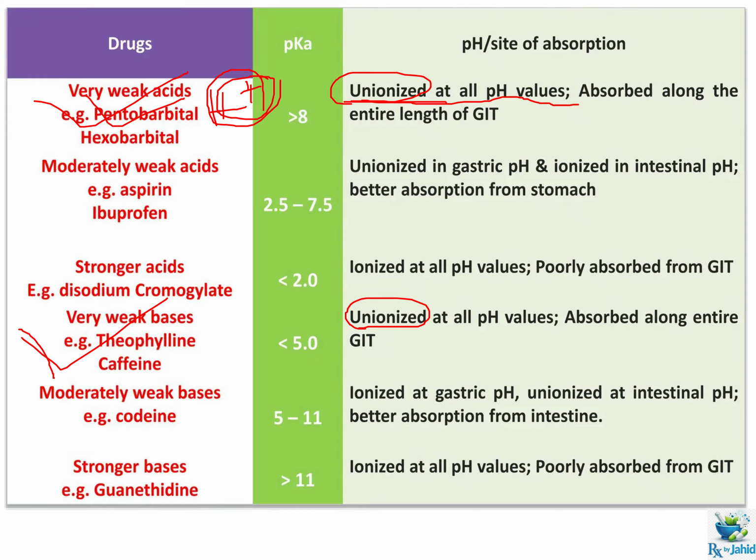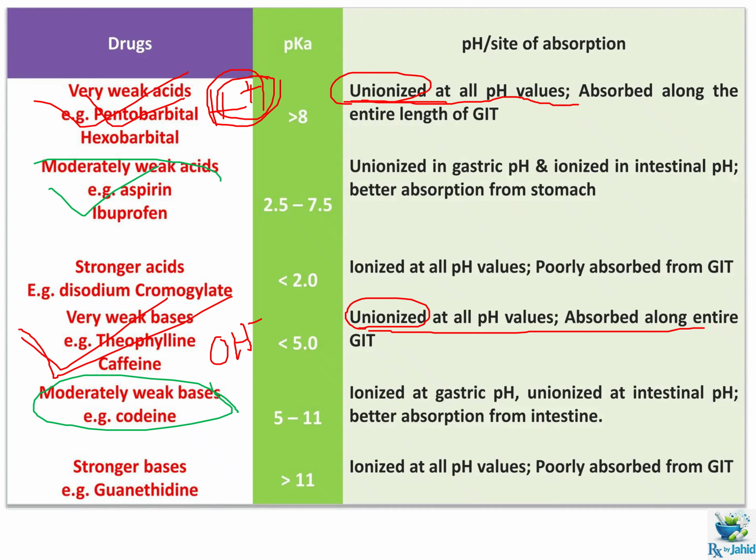This is just like the very weak bases, because they will never release a hydroxyl group, that is a negative ion. Okay, so they will always be unionized at all pH values. So the most important thing is we need to learn about moderately weak acids and moderately weak bases. These two are very important because most of our drugs are either moderately weak acids or moderately weak bases.